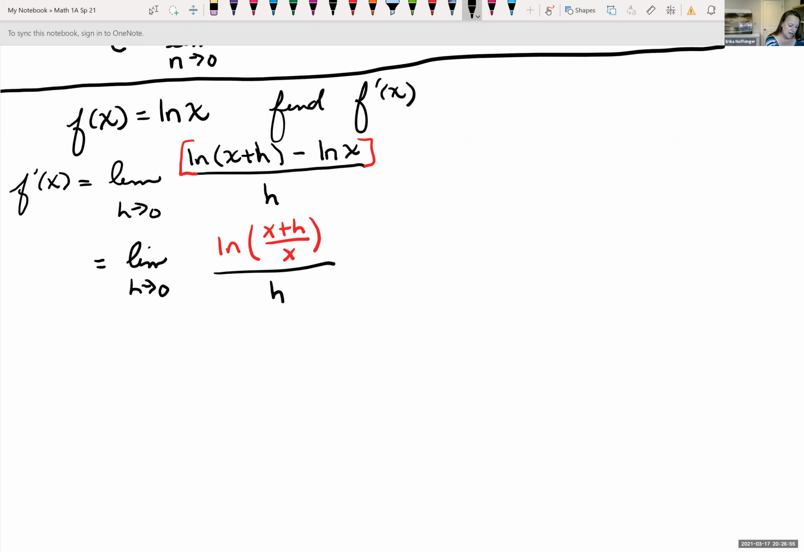Well, let's rewrite that so that h is not there, so it's not kind of funky looking. This is the same thing as 1 over h times the natural log of x plus h all over x. If you don't believe me, another way you can think of it is division: put this over 1 divided by this over 1, and it's invert and multiply.